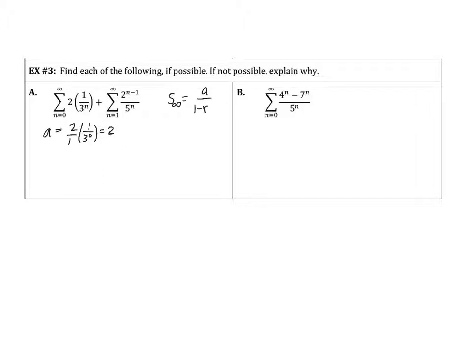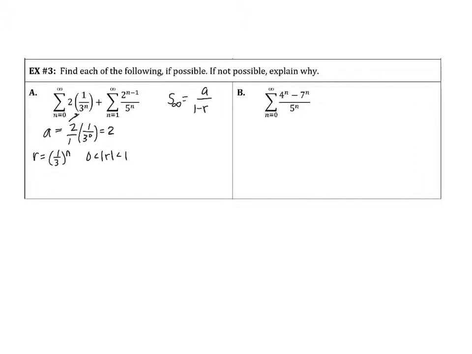And so our ratio is really right here. We can rewrite that ratio to be 1/3 all raised to the n. And we see that that ratio is bound. The absolute value of our ratio is bound between 0 and 1. So now we're ready to find that sum.